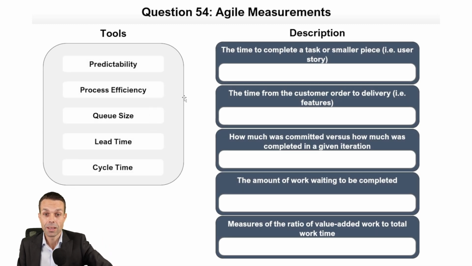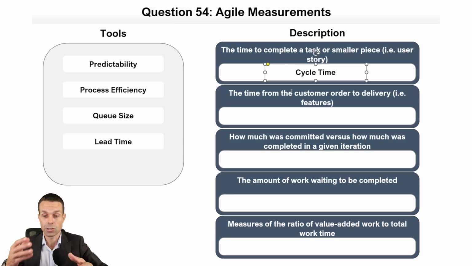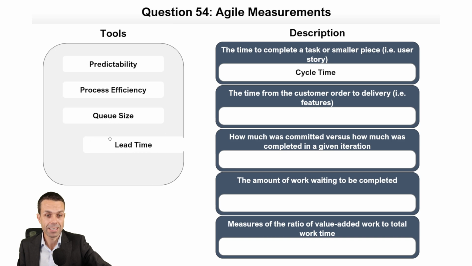Agile measurements, the time to complete a task or a smaller piece of work, for example, a user story, that is our cycle time, just for a single task or a single small piece. But the time from customer order to customer delivery is the whole time. For a feature, for example, that a customer is going to get their hands on, that is our lead time. Now, how much was committed versus how much was completed?